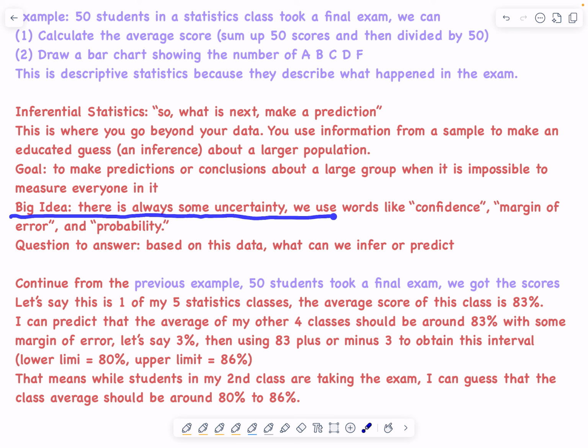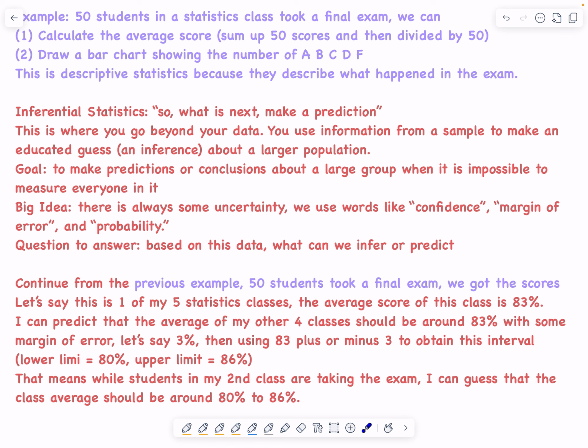The big idea is there is always some uncertainty. We use the word like confidence, margin of error, and probability. So we will be using that, but we haven't introduced those yet. I would just say, whatever you believe it is, just use your definition. So it is okay to use your definition right now. So you believe that confidence is whatever that comes to your mind, just use that definition, okay? Because later on, I will introduce what it is, and then I will correct your thoughts.